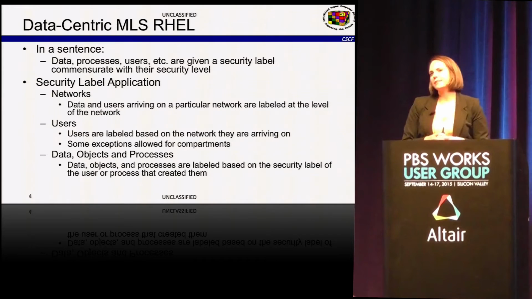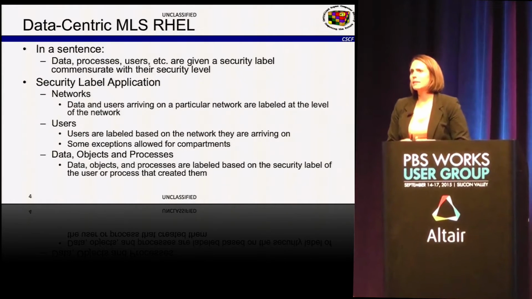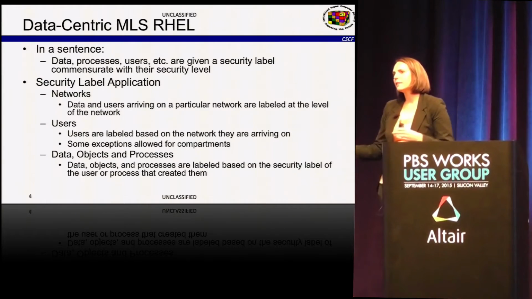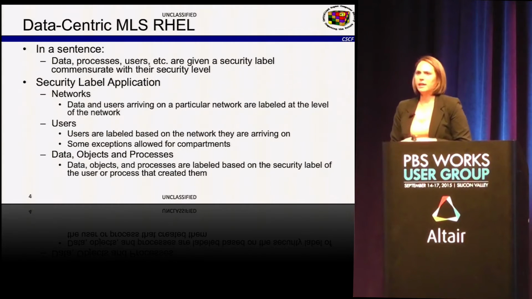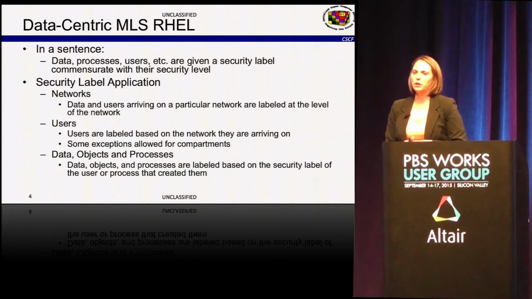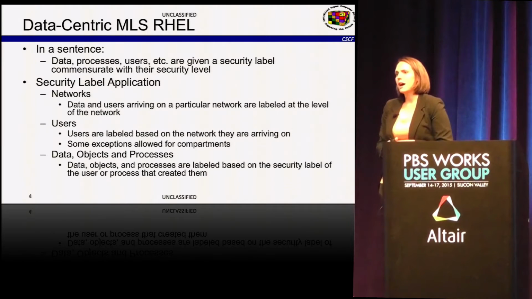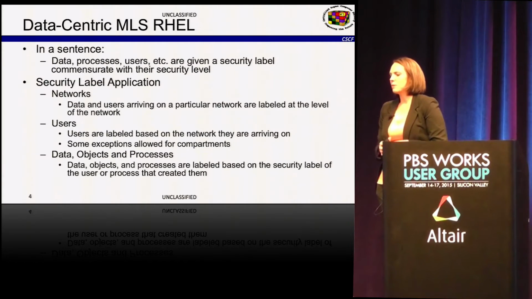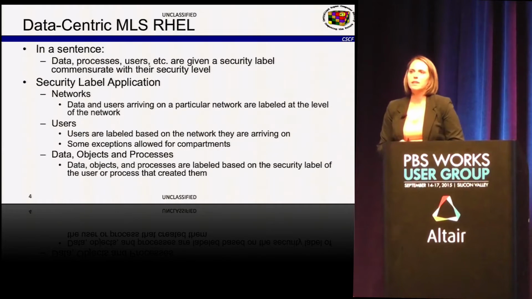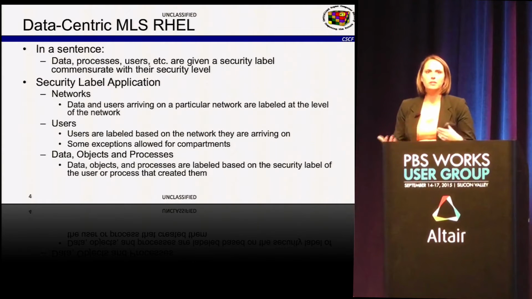We have various networks that come in that may be given a different label depending upon the IP address they come in on, but generally it's a one-to-one relationship, one network, one security label. Any user coming over that network is also given that security label. And then data, objects, and processes are labeled based on the security level of the user that created or submitted them.